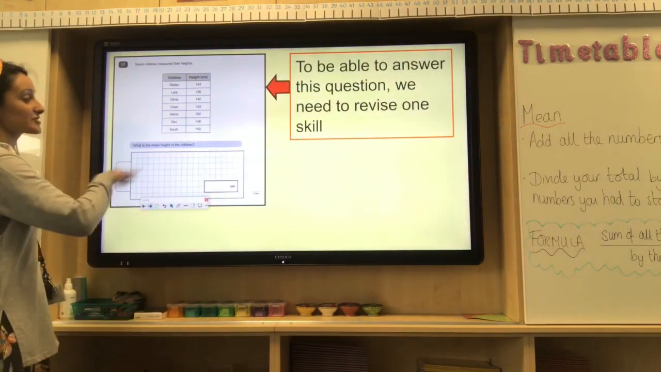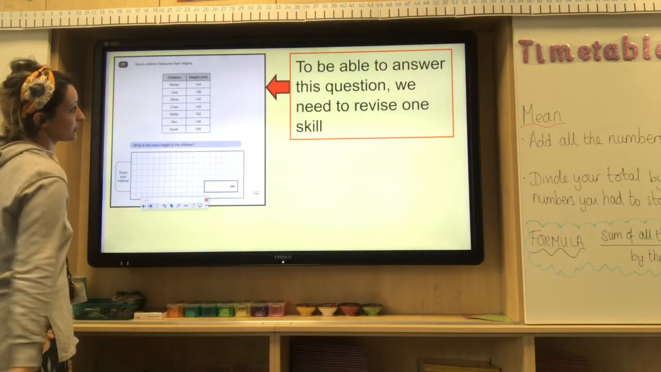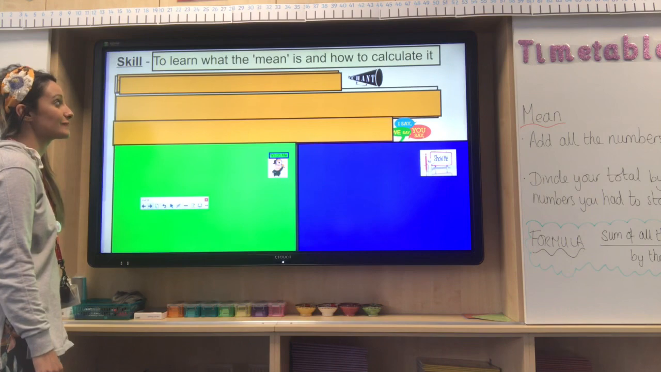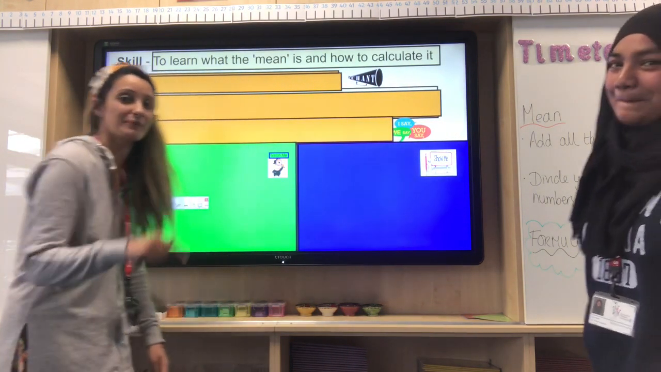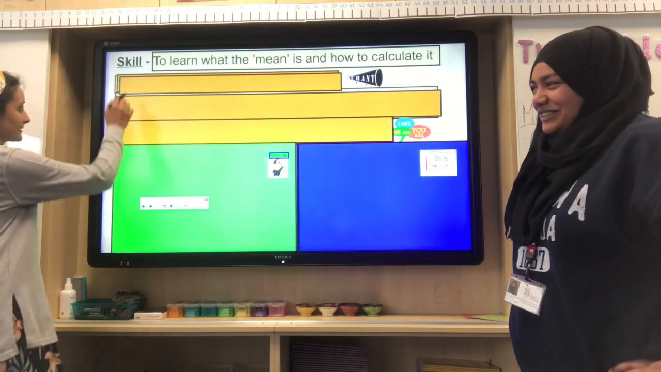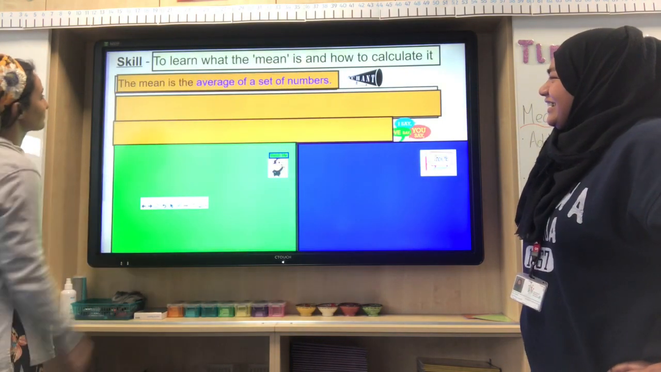We need to revise just one skill, okay? So don't worry about that question at the moment. So the aim is to learn what the mean is and how to calculate it. So at this point here, we may well want to do a few actions. So what is the mean?